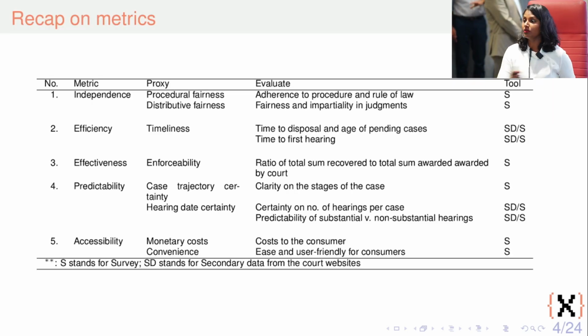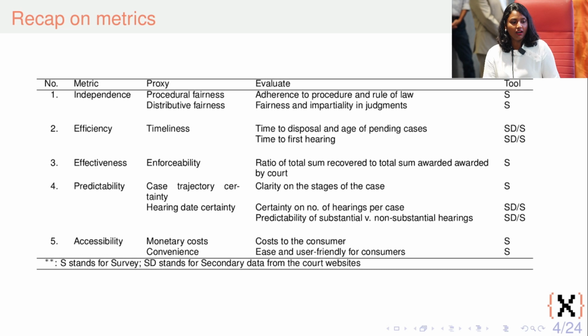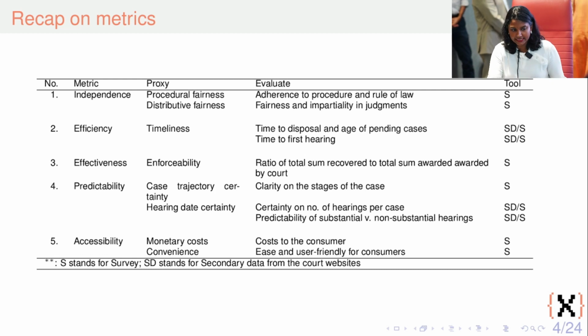Susan took everyone through the metrics that we have in detail. Just a quick recap. Again, we have the 5 metrics: independence, efficiency, effectiveness, predictability, and accessibility.